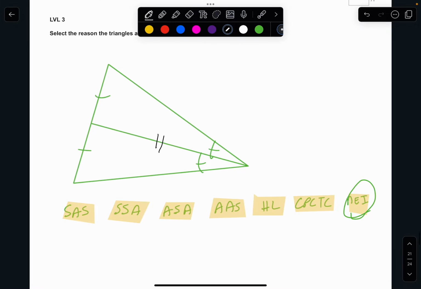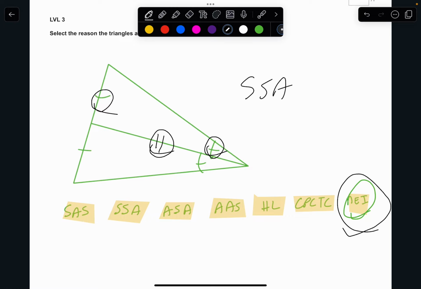Here we have a shared side. That is side, non-included angle. Uh-oh. Does not work. So we would need more information. If we had another angle, we would be in good shape. If we had something else, but we don't have enough.